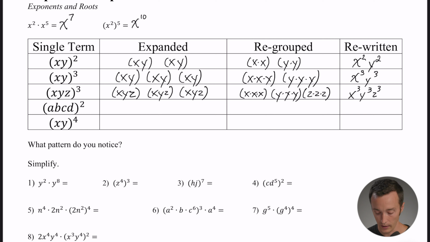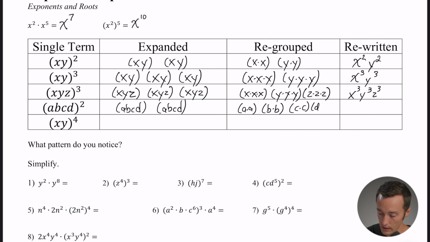Again, the base can get as complicated as you want. Look at this one, abcd to the second power. If it's to the second power, that means it's times itself twice, so it's really abcd 2 times. Now, if I regroup those, I would have 4 groups because I have 4 different letters. I would call that a times a, then b times b, c times c, and d times d. Check that out. It would be a to the second, b to the second, c to the second, d to the second.